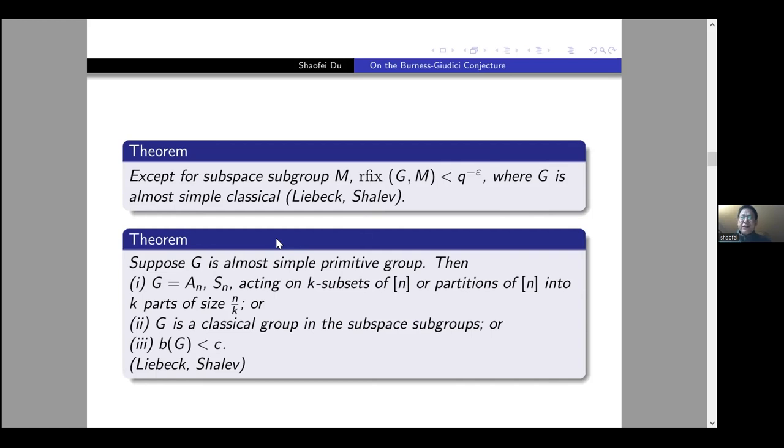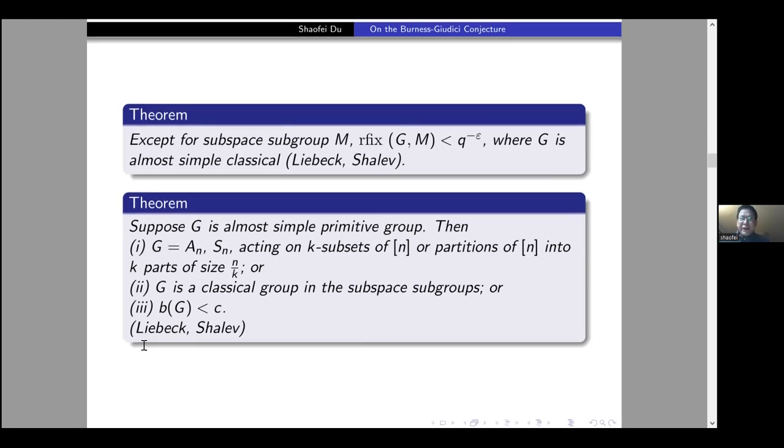Finally, this conjecture was proved, by Liebeck and Shalev. Suppose G is an almost simple primitive group, then either G is A_n or S_n acting on the k-subsets or on partitions of n into k parts of the same size. These are exceptions. Or G is a classical group in a subspace action. Subspace action means that you have G, you have maximal subgroup M, and M is the stabilizer of some subspace. This is one of the exceptions. So finally, generally you have this bound that b(G) is smaller than a constant C. This conjecture is proved.